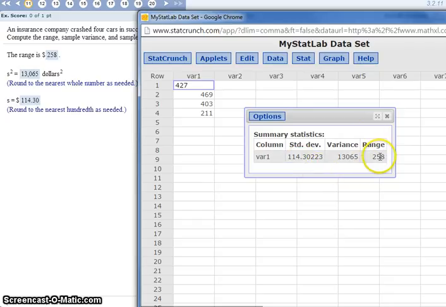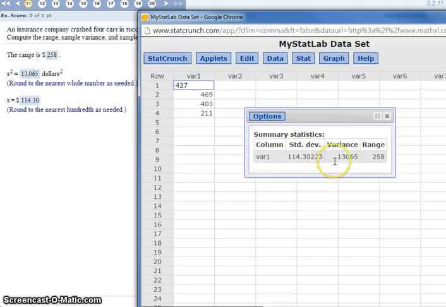The range is the easiest to understand. It's just how far apart the largest number is from the smallest. So if you do 469 and subtract 211, those are 258 apart. That's the range. These have a more complex way of computing them, but I really just want to make sure you understand it's a measure of how spread out the data is. So the bigger the standard deviation, the more spread out it is. And these are related. If you square this standard deviation, so take this number and multiply it by itself, you get the variance. This number multiplied by itself would equal 13,065.